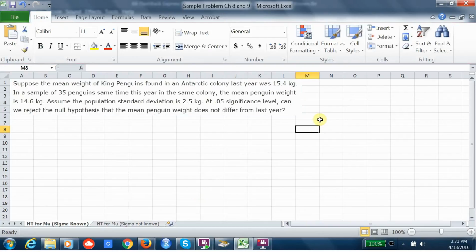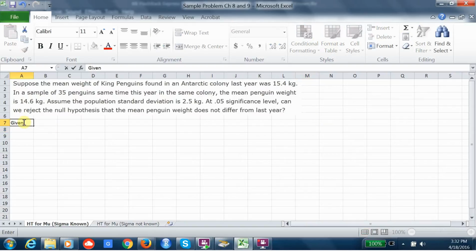So here we're saying that we're going to suppose the mean weight of king penguins found in the Antarctic colony last year was 15.4 kilograms. In a sample of 35 penguins, same time this year, in the same colony, the mean penguin weight is 14.6 kilograms. Assume the population standard deviation is 2.5 kilograms. At a 0.05 significance level, can we reject the null hypothesis that the mean penguin weight does not differ from last year?